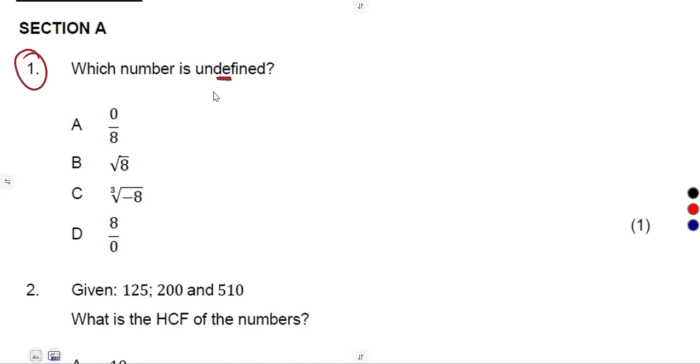Which number is undefined? We do understand that numbers we refer to as undefined cannot be simplified. So we are looking, from the numbers we are given, for the one that cannot be simplified, such as a number where a constant is being divided by zero. A constant over zero cannot be defined. That's undefined. So in our case, we can see that the correct answer was going to be D.